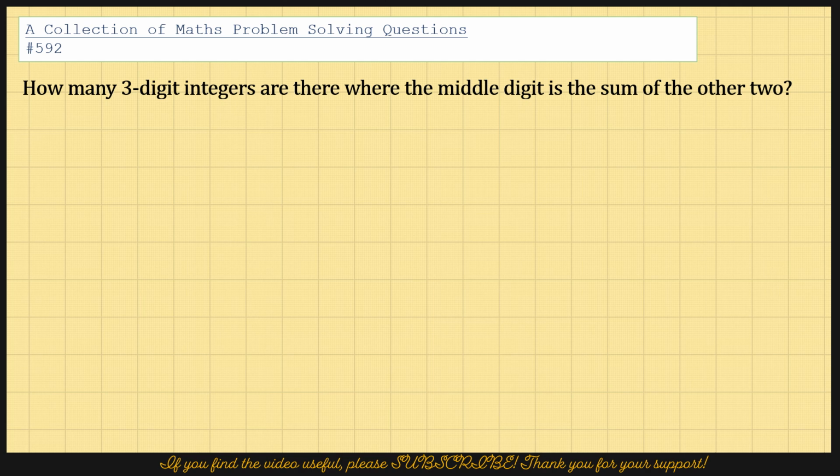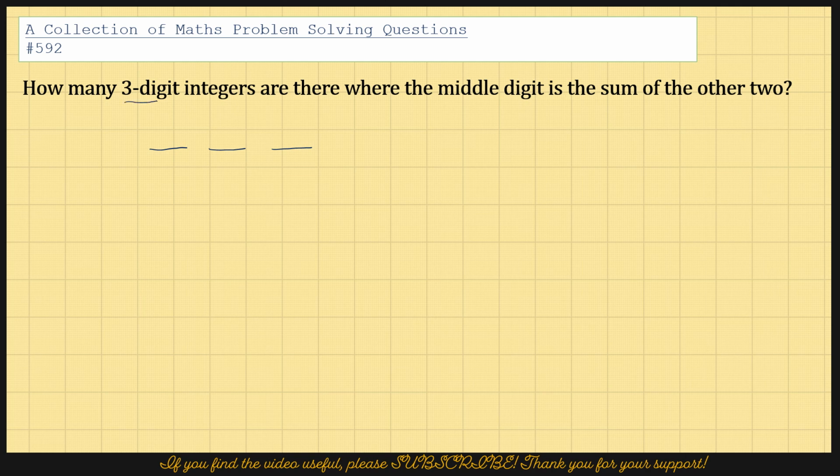How many three-digit integers are there where the middle digit is the sum of the other two? So let us consider the three digits.